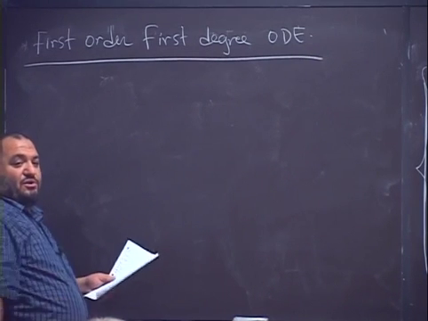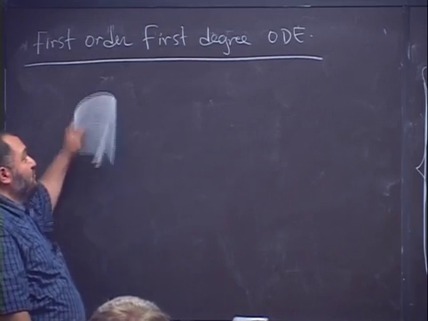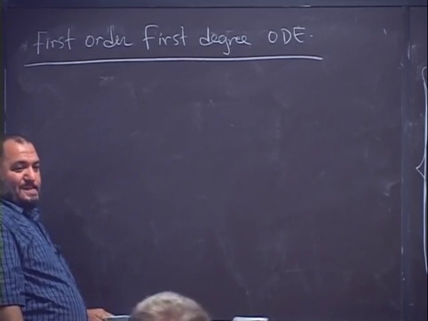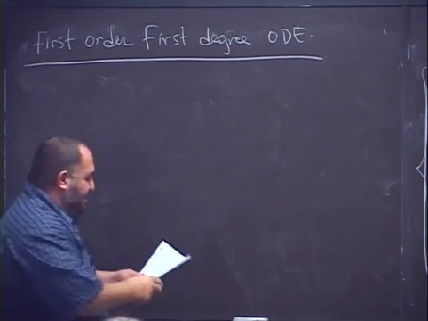Is it linear or non-linear? Linear because it is what? Because of the order or the degree? Because of the degree. So the degree, first degree means a linear equation.